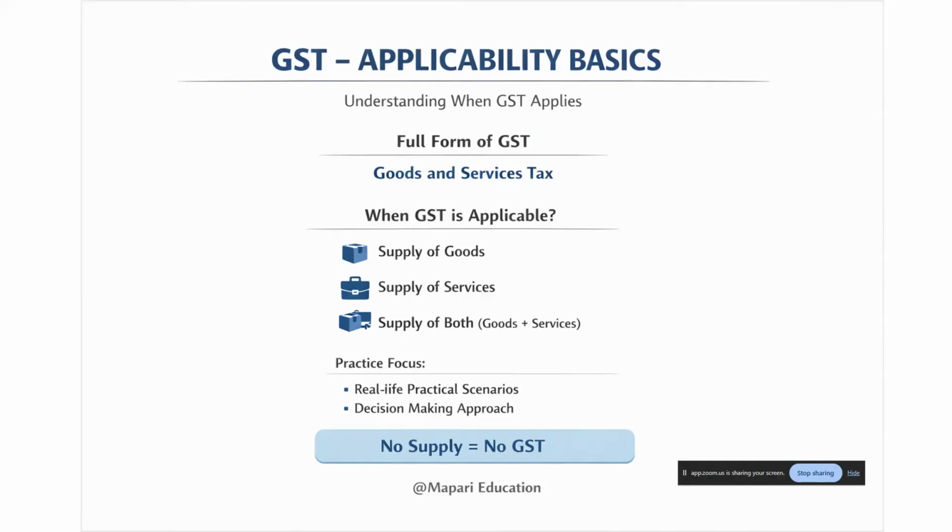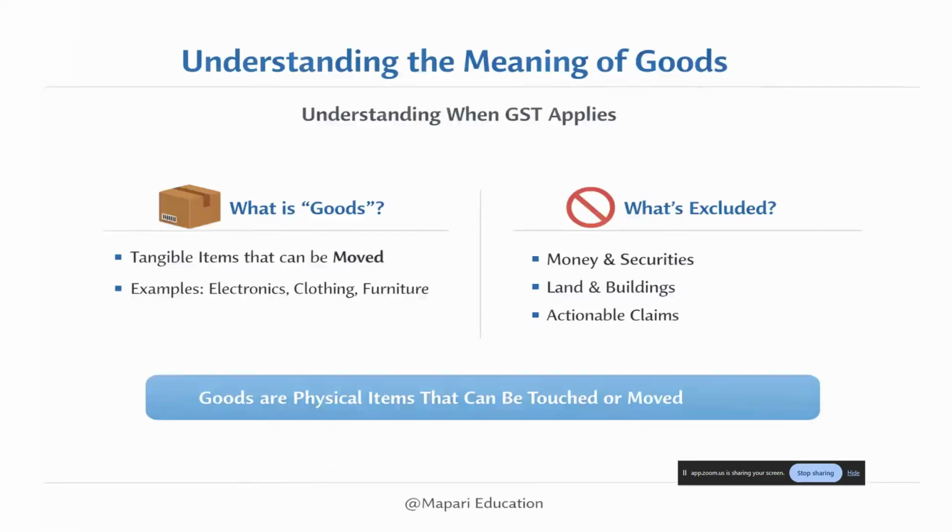If I'm supplying something which is not goods or not services, will GST be applicable? No. Why? Because GST is a law made for goods and services only. When goods are supplied, or services are supplied, or both, then GST will come into the picture. Otherwise, no GST. Got it? Let's understand what is the exact meaning of goods.